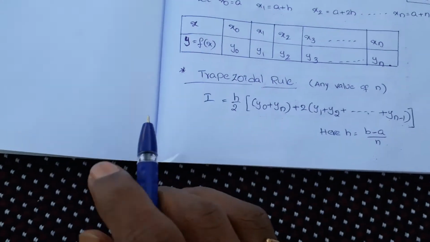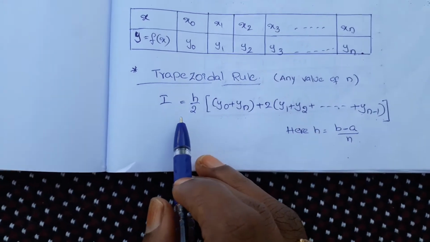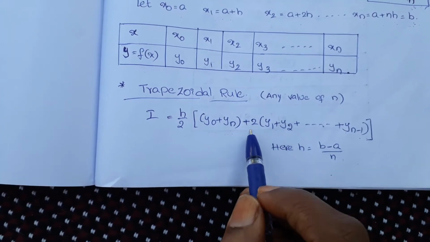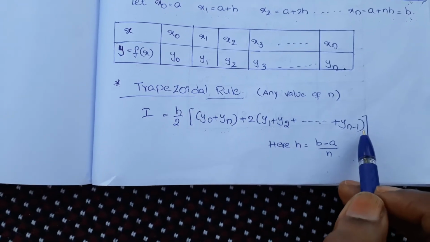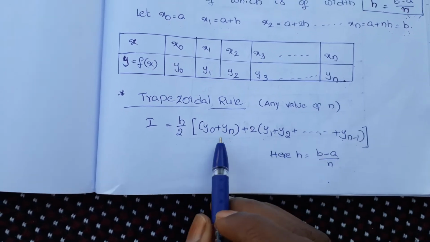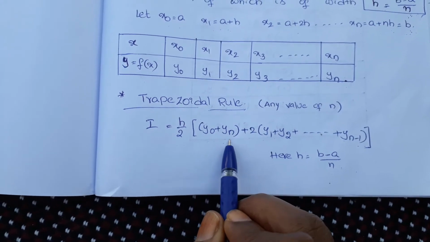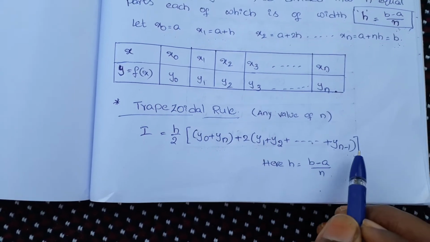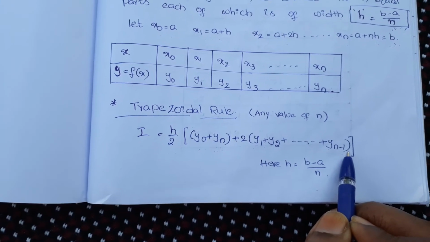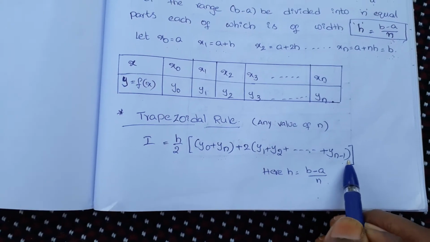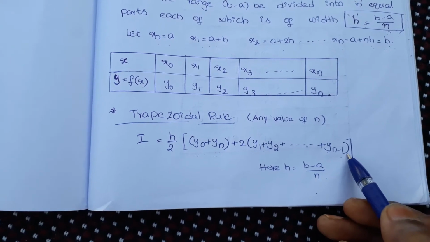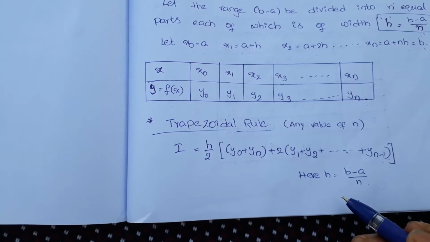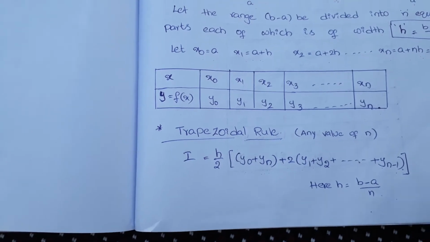Okay. And next, the trapezoidal rule. This is the formula. I is equal to h by 2 times y0 plus yn plus 2 into y1 plus y2 plus and so on up to yn minus 1, excluding yn. That is, the first initial value and the last value, plus 2 into y1 plus y2 plus and so on yn minus 1. This is the formula to find the integral value of the given function between the limits by using the trapezoidal rule. Here also we know that h is equal to b minus a by n.